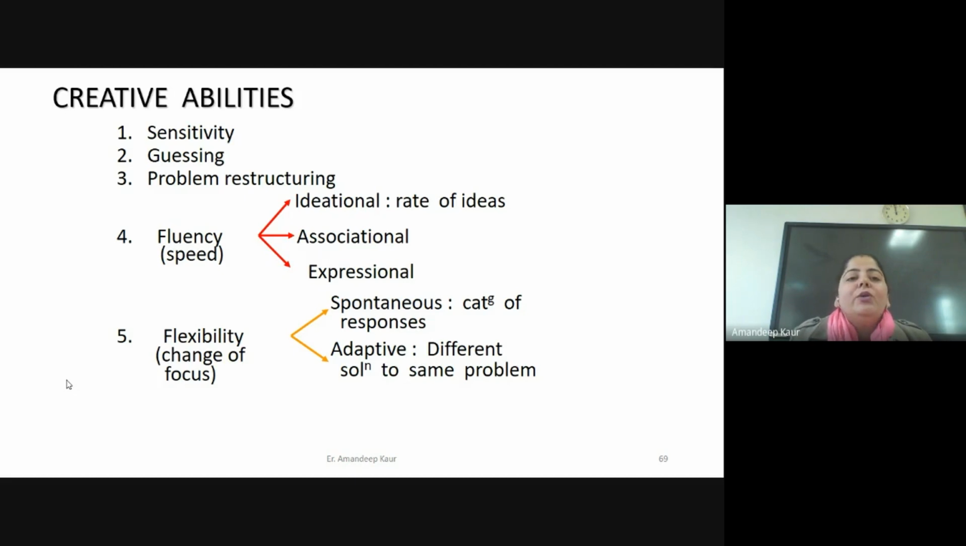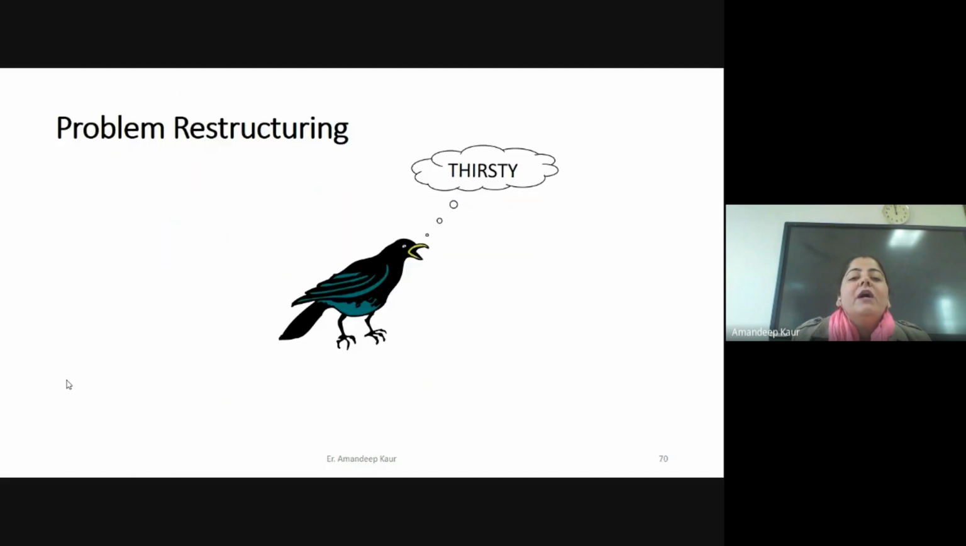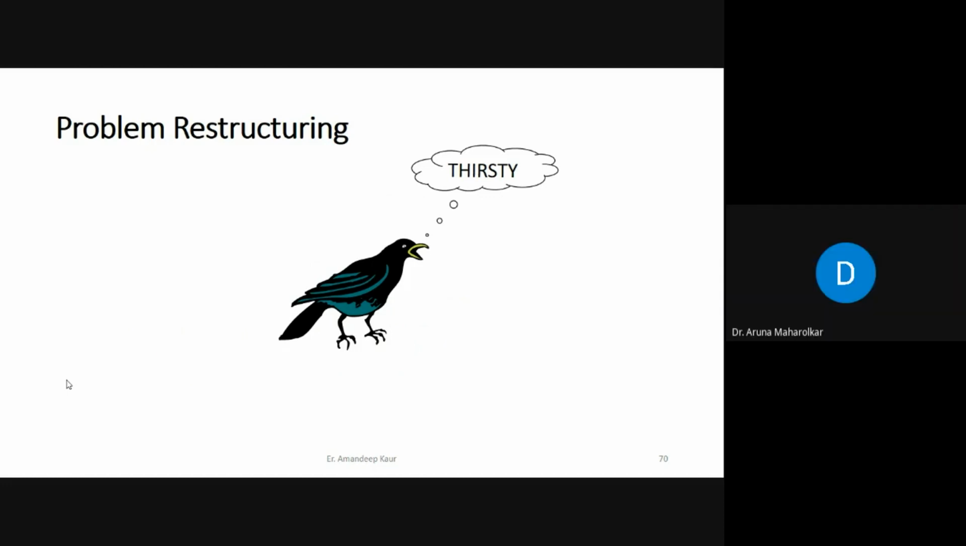So at the end, I want to give one example of how it is possible for us to develop problem restructuring ability among the student population. I hope everybody has heard or read the story of the Thirsty Crow. Yes. Yes, ma'am. Yes.